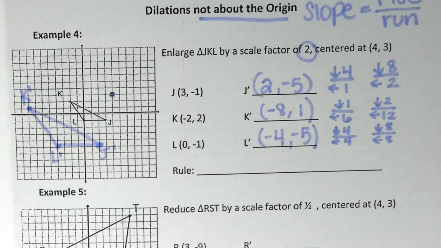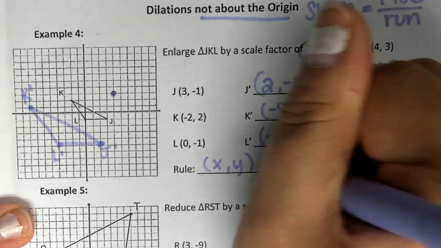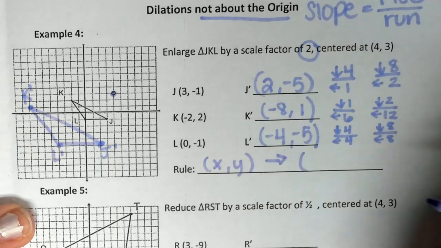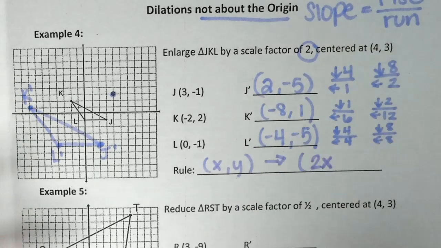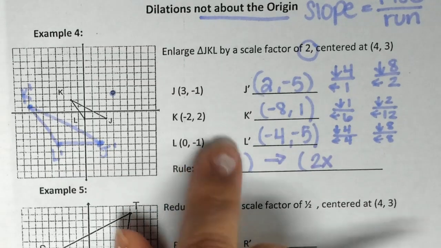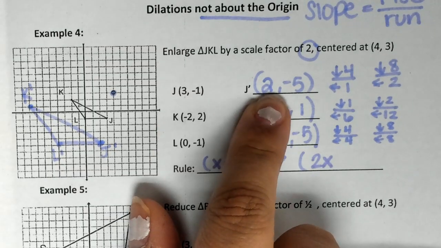What questions can I answer? What does a rule start out with? XY. Now this is still a dilation. So what was my scale factor? So I'm still going to do 2x. But since I did not dilate about the origin, I'm going to have to add or subtract something, because what is 3 times 2? Is that number right there 6?